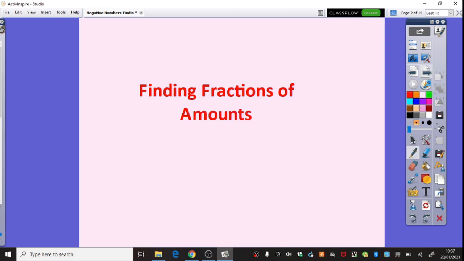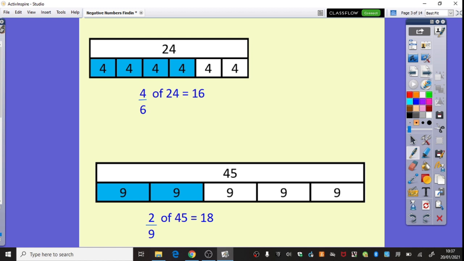So today we're going to begin by doing a little bit more work on finding fractions of amounts. I've just got a very brief recap before you have a go on your own again. So the first example shows 4/6 of 24.